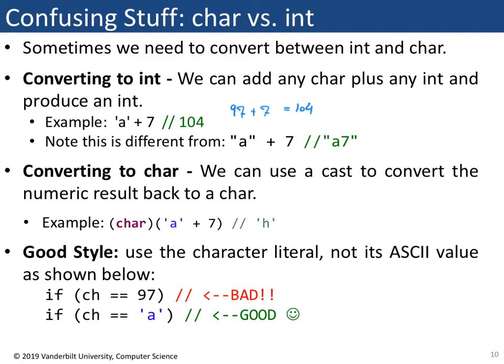However, that's not very readable because I don't have the ASCII table memorized. I don't have the full ASCII encoding memorized. So if someone had written in code ch is equal to 97, I don't know what they're intending to accomplish. However, if someone has written in code ch is equal to the char literal A, I know exactly what they're trying to accomplish. They're testing to see if this character is an A. So this is much better style because it is readable and it is transparent.